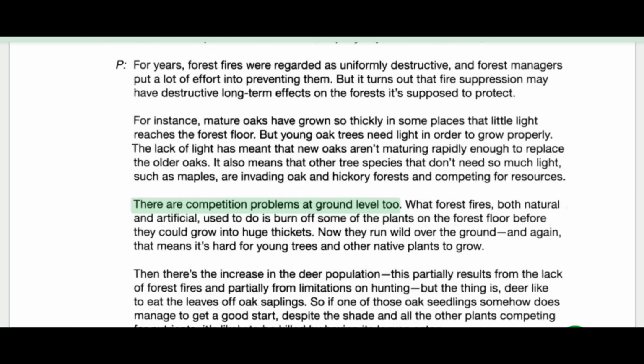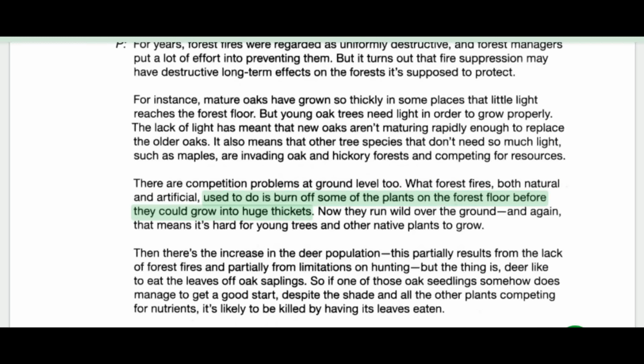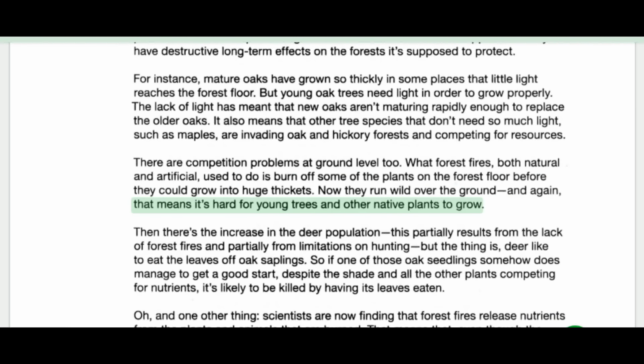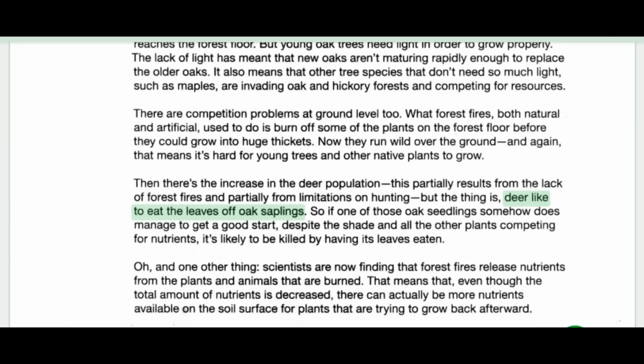There are competition problems at ground level too. What forest fires, both natural and artificial, used to do is burn off some of the plants on the forest floor before they could grow into huge thickets. Now they run wild over the ground, and again, that means it's hard for young trees and other native plants to grow. Then there's the increase in the deer population. This partially results from the lack of forest fires and partially from limitations on hunting, but the thing is, deer like to eat the leaves off oak saplings.